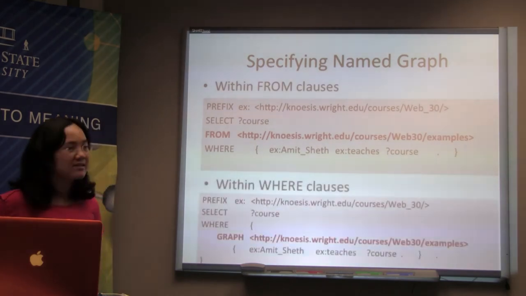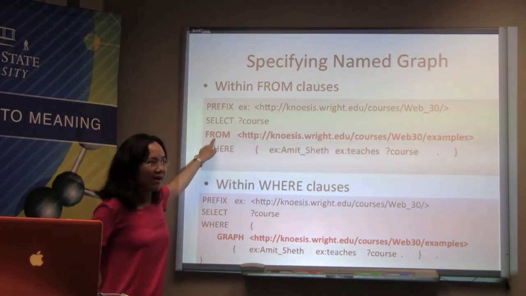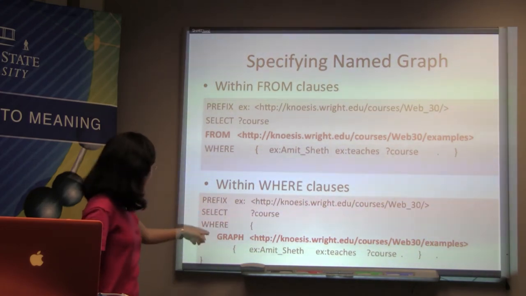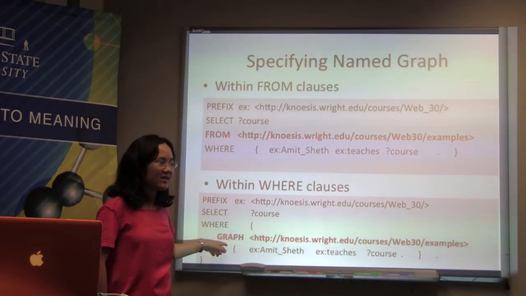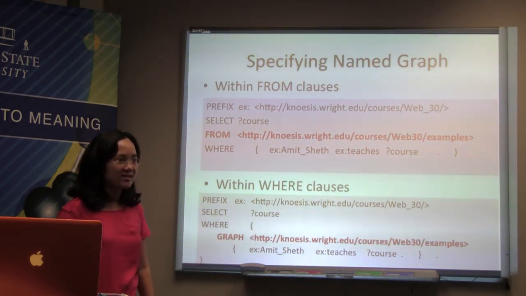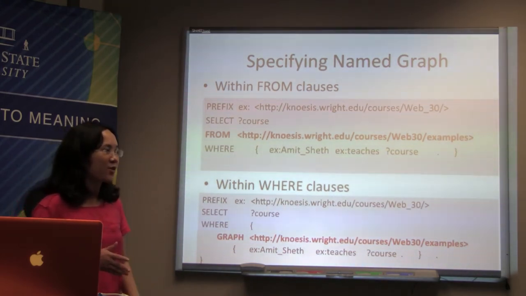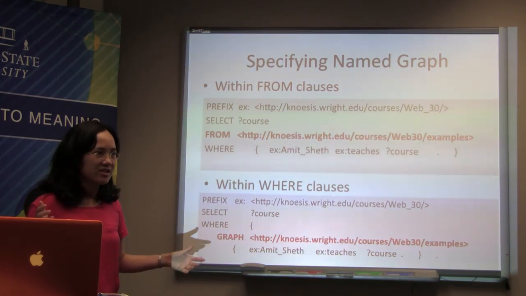This is the comparison of the two syntaxes. One is to specify the named graph within the from clause, and the other is to specify the named graph within the where clause. Both of them produce the same result, just with different syntax.